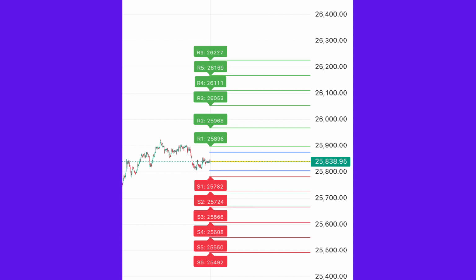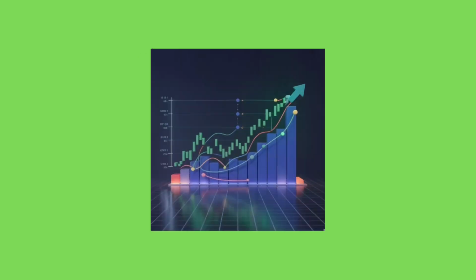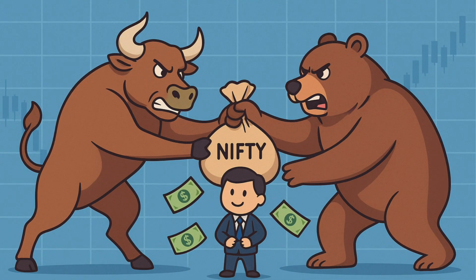S5 S6 zone. Last line of defense. If these levels break, the market can turn decisively bearish for the day. Use these supports for buy on dips opportunities, reversal trades with tight stop loss, and identifying bearish breakdowns. What to expect tomorrow, based on the closing structure and the positions of major levels.